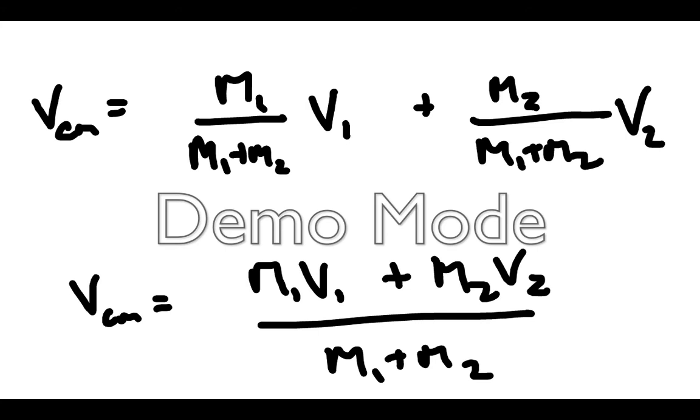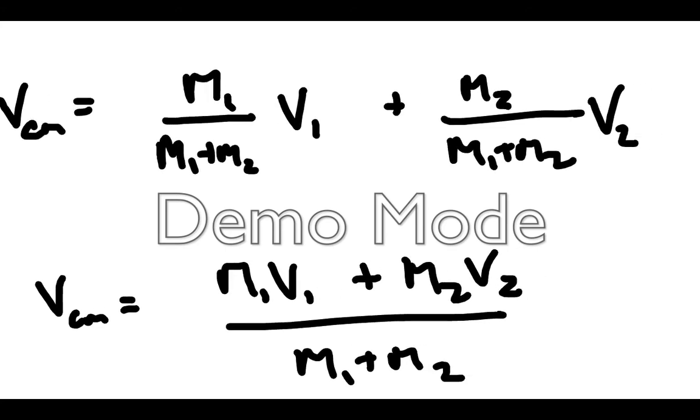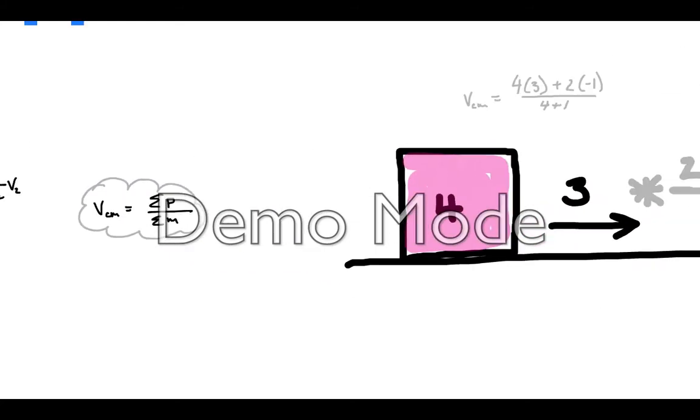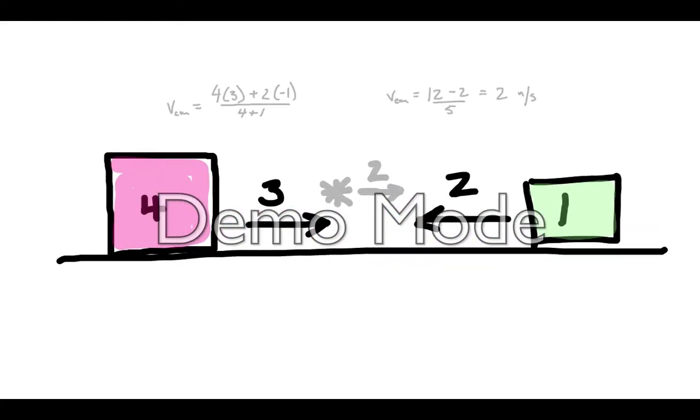And the terms in the numerator should look awfully familiar to you, so we'll just express the outcome this way. Okay, done with the math. We go back to our blocks now to perform step 1, the sum of the momenta over the sum of the masses, remembering that velocity to the left is negative, tells us that VCM is 2. Okay, now step 2.